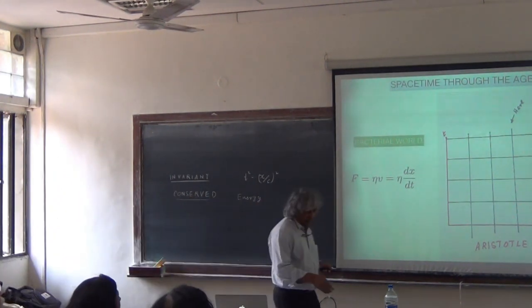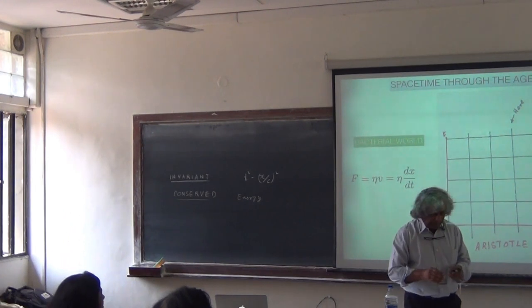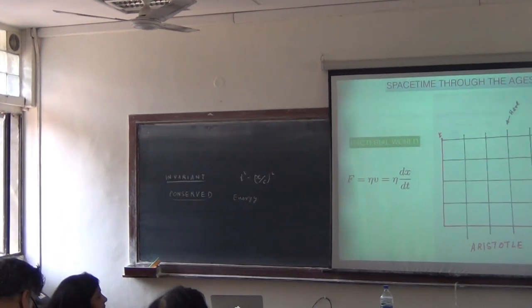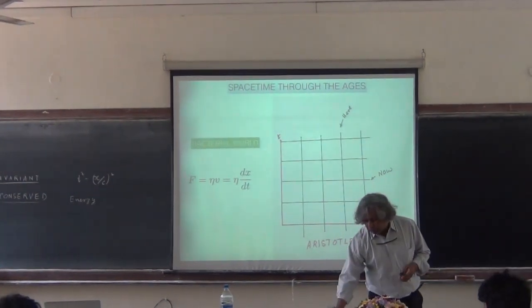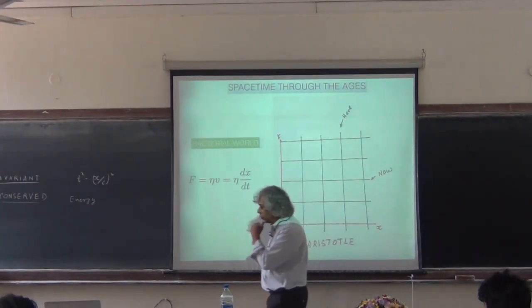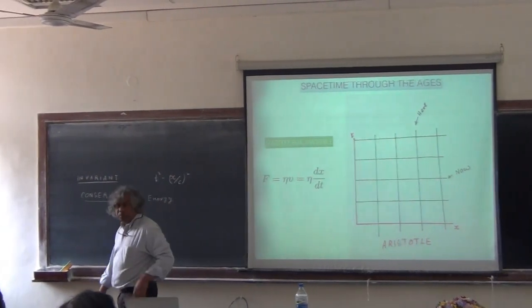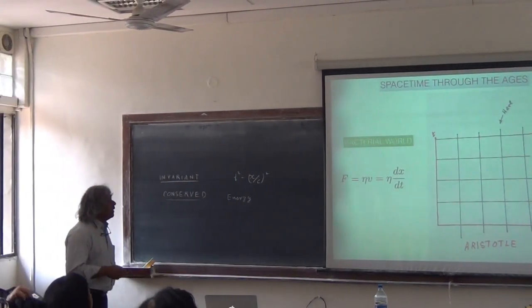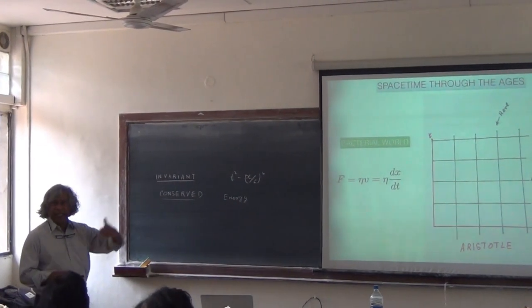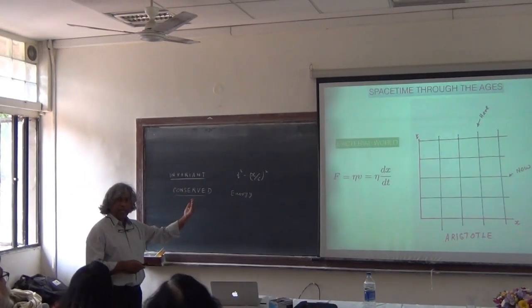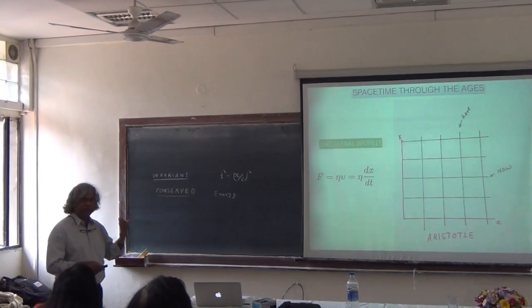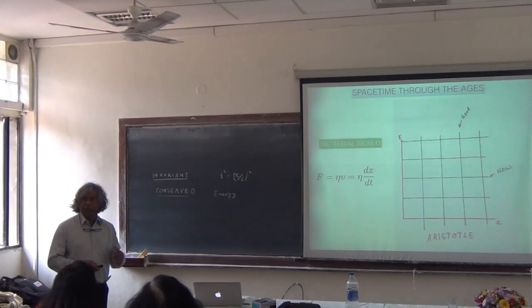Space-time through the ages. We had a certain picture of space-time through the ages, but what did we think of earlier? How did we think of space in previous times? And I want to give you a picture which is slightly historical, a combination of history and physics, so you can understand how far we have come, and also sometimes it suggests which direction we should be moving.